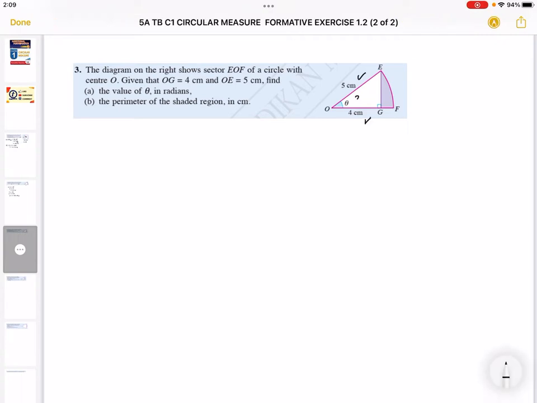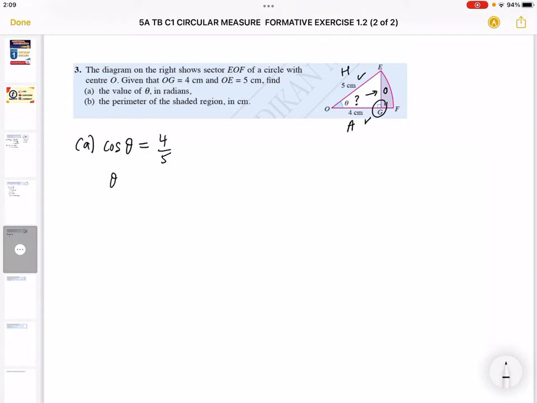To find an angle given the length of two sides, we need to use trigonometry. Since this is a right angle triangle, you can see that I can use SOHCAHTOA. Now to decide what to use, we have to look at which is your opposite. This is your opposite. OG is your adjacent, OE is your hypotenuse. If you're given adjacent and hypotenuse, we can use cos. Let's write this as cos theta equals 4 over 5.